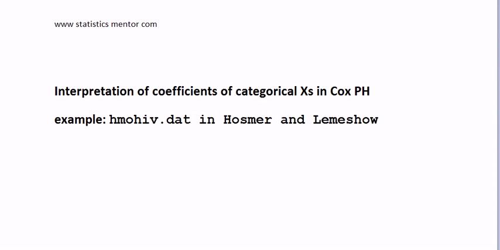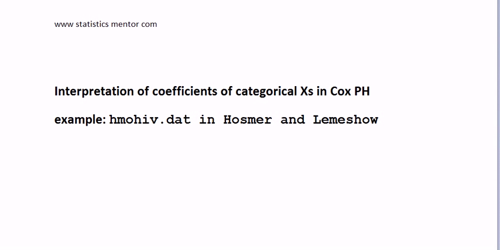Hi, so what I've got in front of me is the book by Hosmer and Lemeshow, Applied Survival Analysis, the first edition, and I'm looking at Chapter 4, which is on interpretation of a fitted proportional hazards regression model. Specifically, we're looking at a Cox proportional hazards model, so it's a semi-parametric model of hazard. And the data is hmohiv, it's HIV data. The focus is on interpreting coefficients when we have categorical x's.